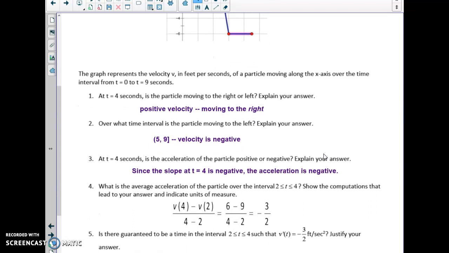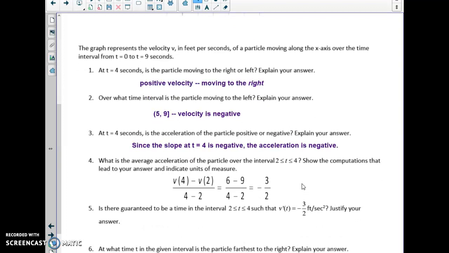Question 4 says, what is the average acceleration of the particle over the interval? In order to find that, we're going to use our velocity graph, looking at the graph and pulling out the values. So v of 4 is 6, v of 2 is 9, over 4 minus 2. So you get negative 3/2. That is the average acceleration.